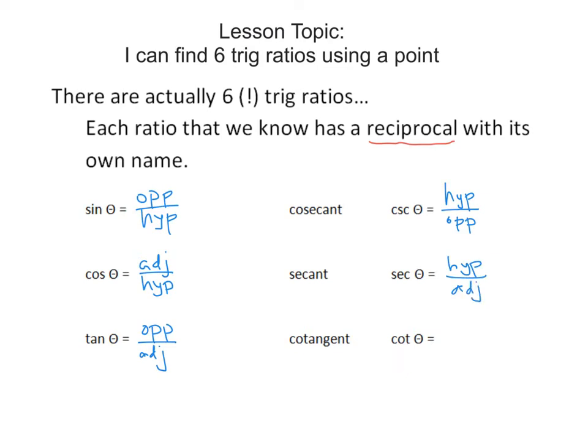And lastly, cotangent and tangent are reciprocals of each other. Now these 2 are pretty obvious because tangent and cotangent kind of makes a lot of sense there, right? And so if we take the reciprocal of tangent, so adjacent over opposite, we have the cotangent ratio, which is COT.